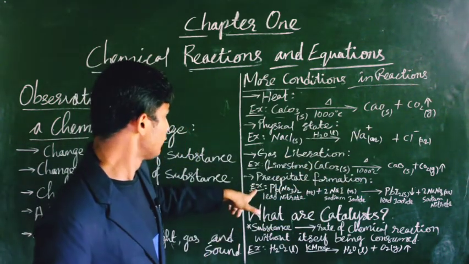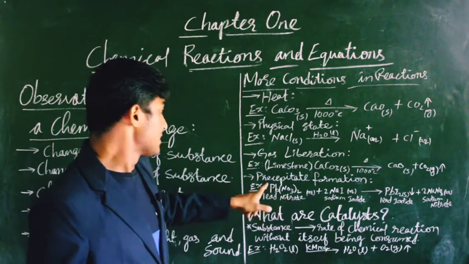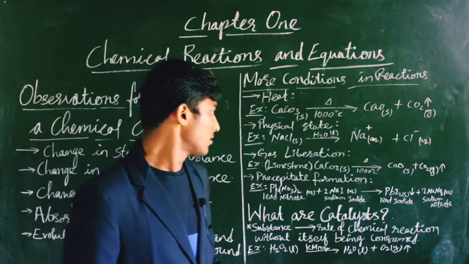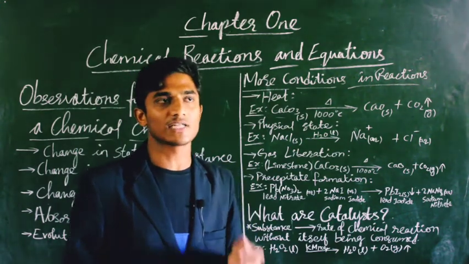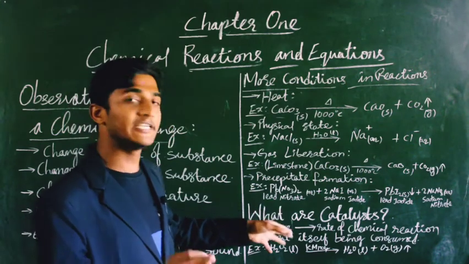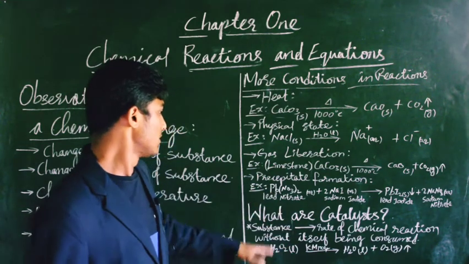Now let us get into the fourth point, precipitation formation. What is a precipitate? It is like minute particles, like ashes or salt. We'll understand it a little better with an example.